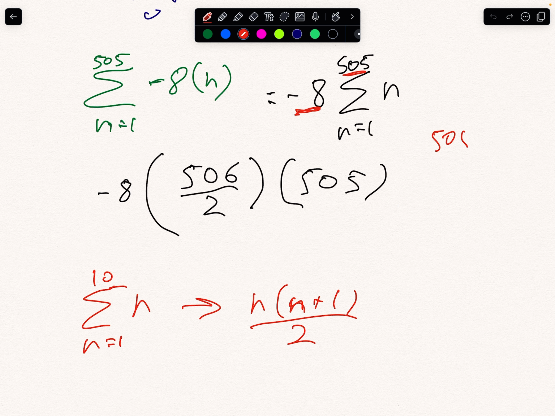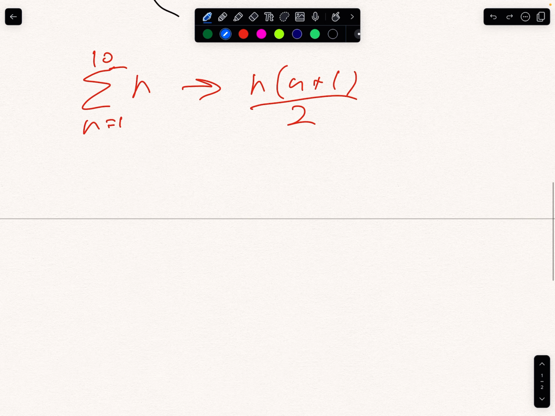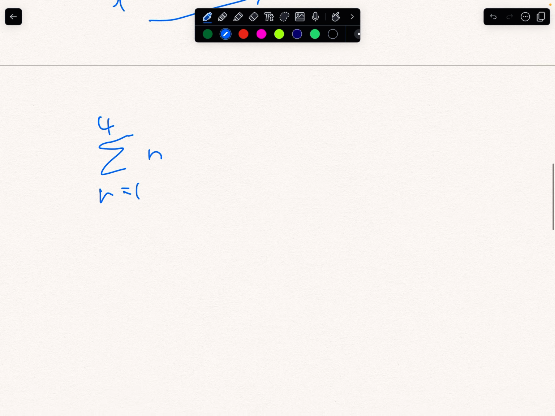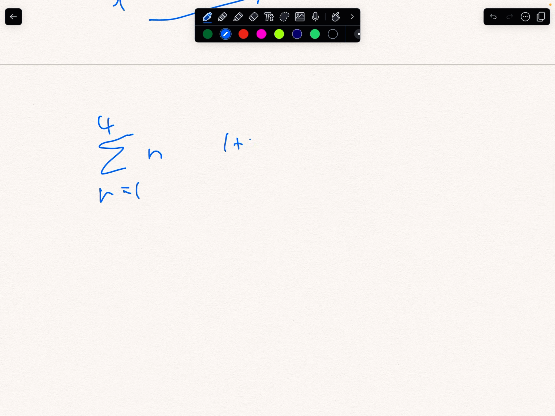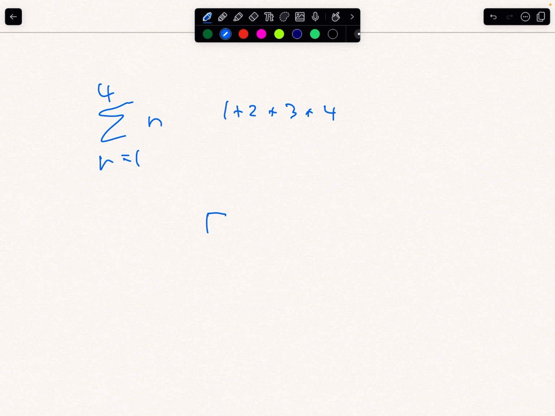Now, this maybe doesn't make conceptual sense, but I'll try to offer a visual geometric proof for why this is equivalent to this, where these n's would be replaced with 10s, because 10 is the upper bound. I'm going to choose an even simpler one, where you start with n equals 1 and go up to n equals 4, and you just have n here. What would this be equal to? This would be equal to 1 plus 2 plus 3 plus 4. Let's draw this geometrically. I have one box, let's assume this is a 1 by 1 box, plus 2 boxes, plus 3, plus 4.